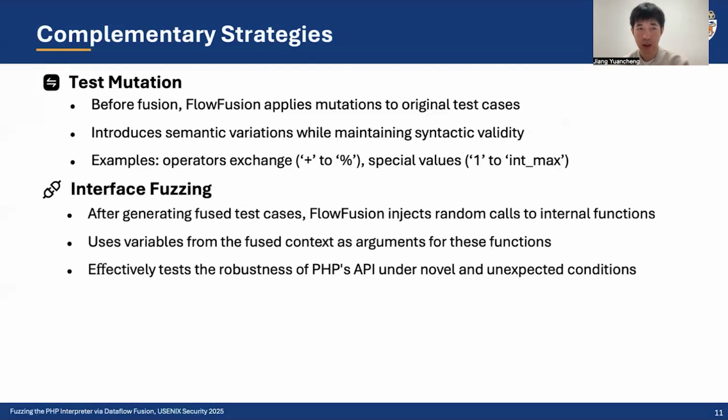Another strategy is interface fuzzing. For example, after generating fused test cases, Flow Fusion will inject random function calls to the internal APIs. And we will reuse variables from the fused context as the arguments for these function calls. This can effectively test the robustness of the internal APIs.